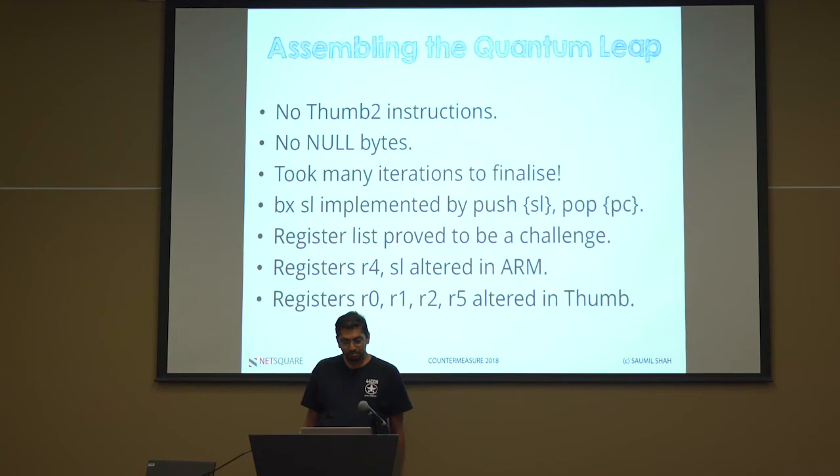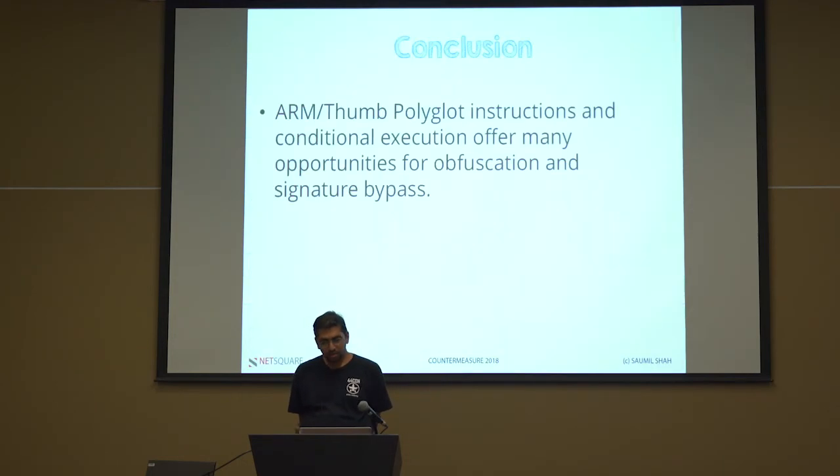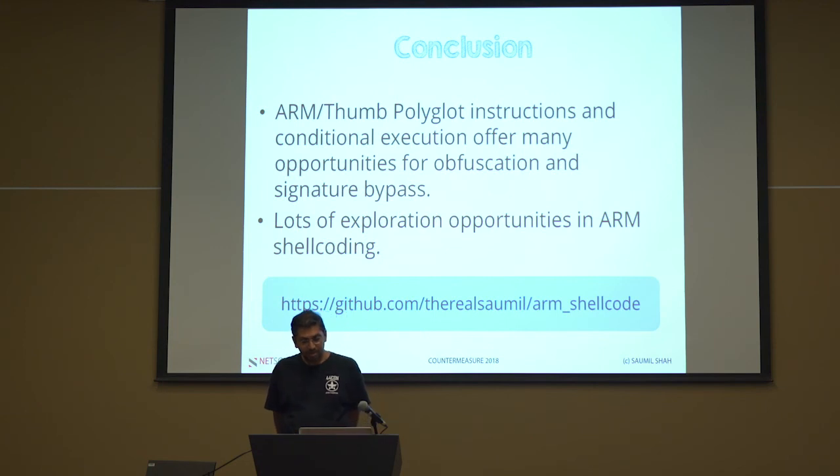Right, so the final stuff in the quantum leap code, this basically worked. I did the demo, conclusion. So there's a lot of opportunity, not only for exploring ARM shellcode, but also to explore tricks with ARM shellcode. These are just 2 tricks that I presented. If you want to play with them, the code's available on GitHub. Take it, modify it. If you find better tricks, please let me know. I'll buy you beers and or any beverage of your choice.